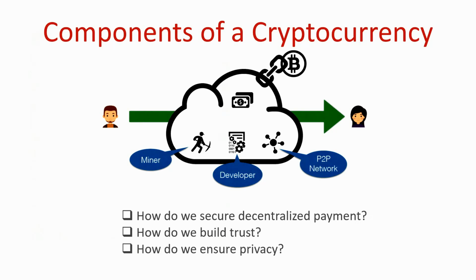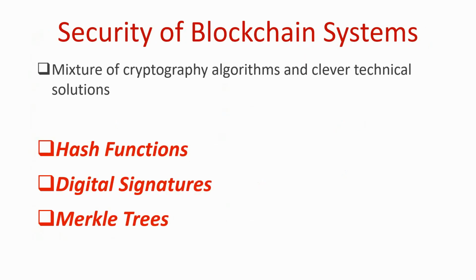So, how do we secure decentralized payment? This is actually how, by having decentralized miners. We also want to know how do we build trust and how do we ensure privacy. Privacy is actually an issue that is special with cryptocurrency because this was actually one of the motivating aspects of cryptocurrencies, that people want to actually make transactions without having their identities exposed in this case. And we'll see how in a little bit.